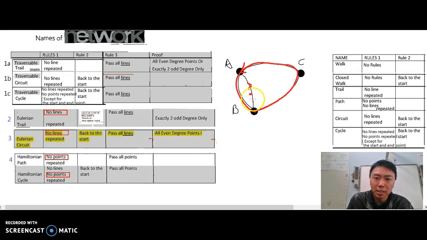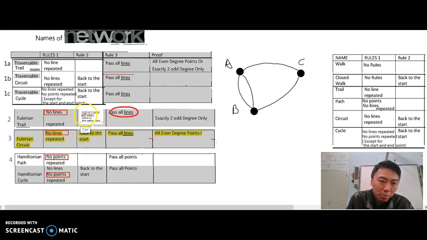Okay, this line I didn't use, so I cannot call this a traversable cycle. Alright, next one, Eulerian trail is pretty much the same as traversable. Okay, cannot use the lines twice. I need to pass through all the lines.